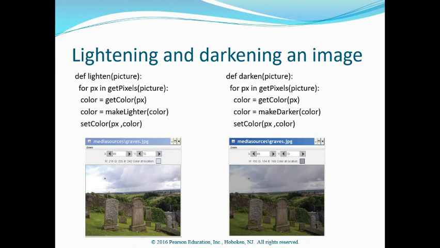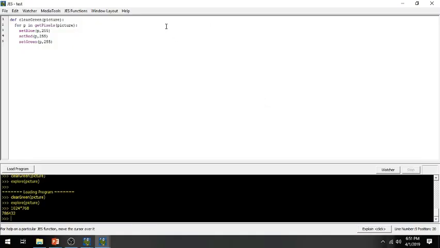So how do we lighten and darken an image? We can write a function called lighten, which takes a picture object. Again, we use a for loop, the for-in structure. We grab the color at each pixel, and then we make that color object lighter, and then we set the color of that pixel to the new color object that we have. And then we can do the same thing for darkening as well. So let's try that in our example.